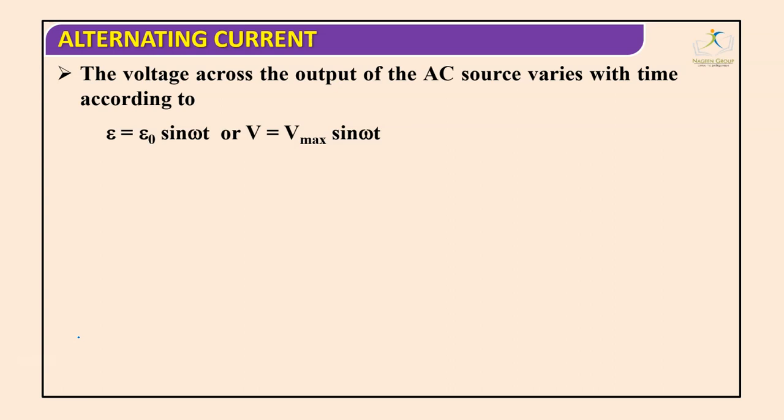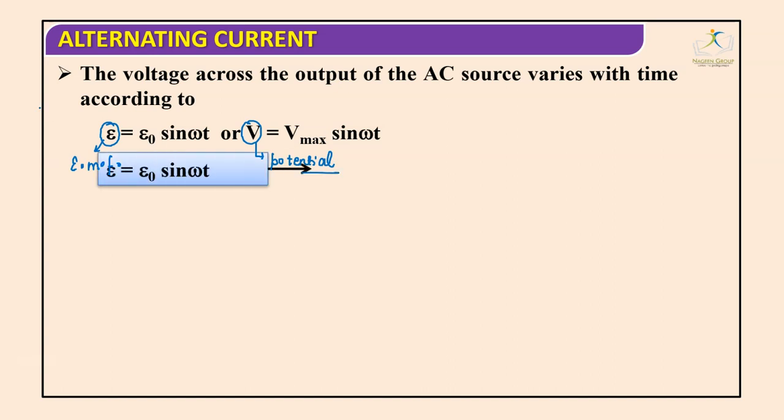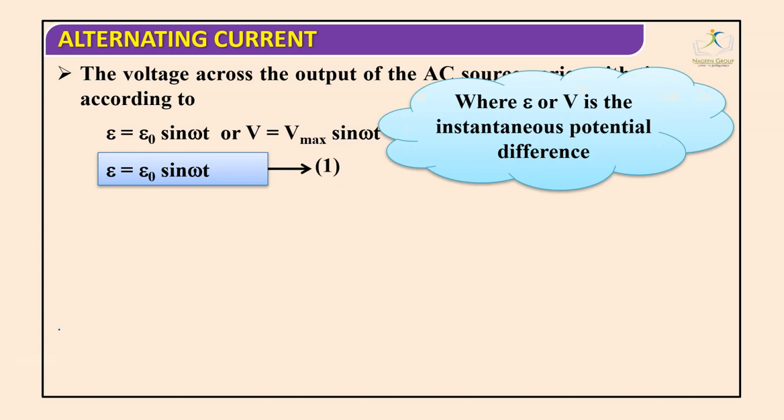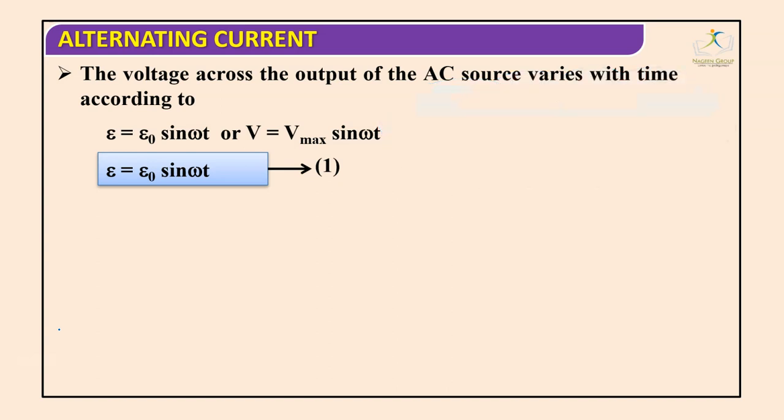What is E showing here? This will be showing EMF. And what is V showing here? This is the potential. So if I suppose this is the first equation, then E and V are the instantaneous potential differences.